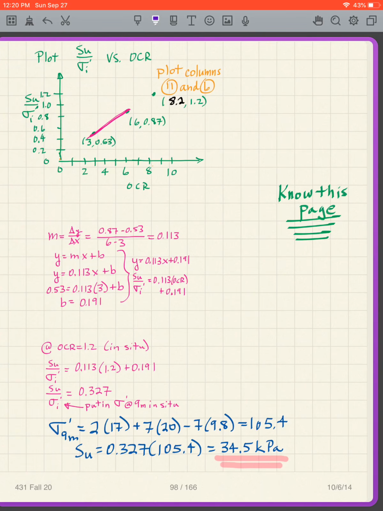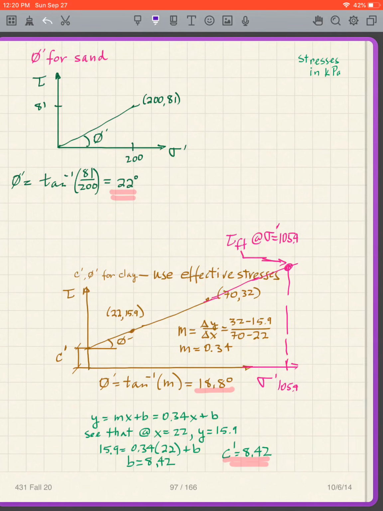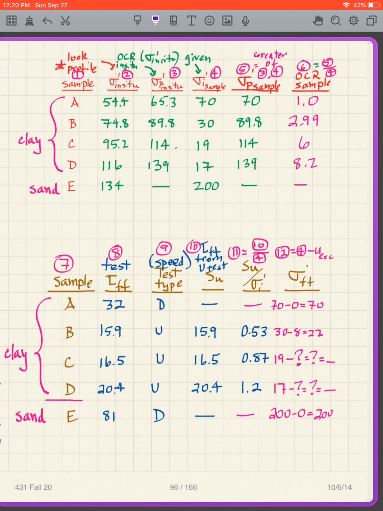Now I need to plot SU over sigma prime I versus OCR. Remember we had many different OCRs for our tests, and I pointed them out. So in other words, on the x-axis is OCR, on the y-axis is SU over sigma prime I. So if we go back to our results, we have our different OCRs, and here it is, SU over sigma prime I here.